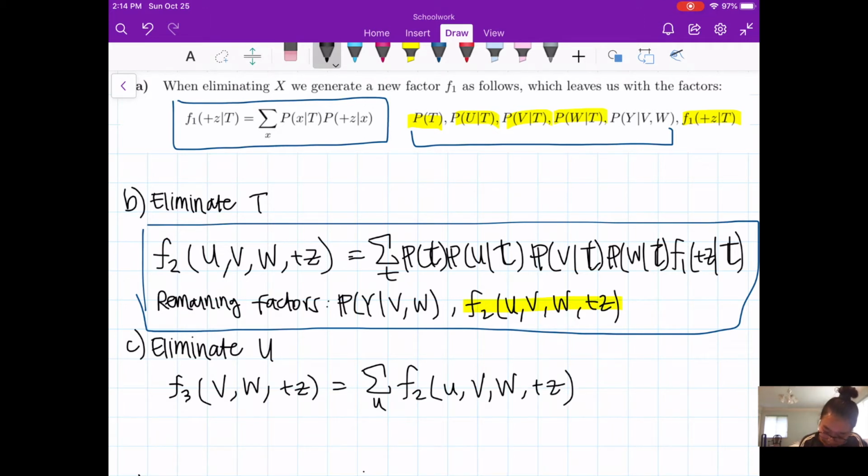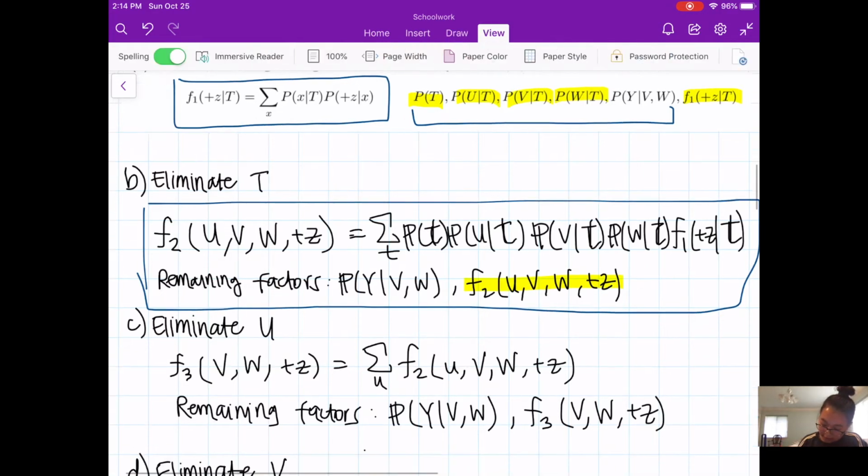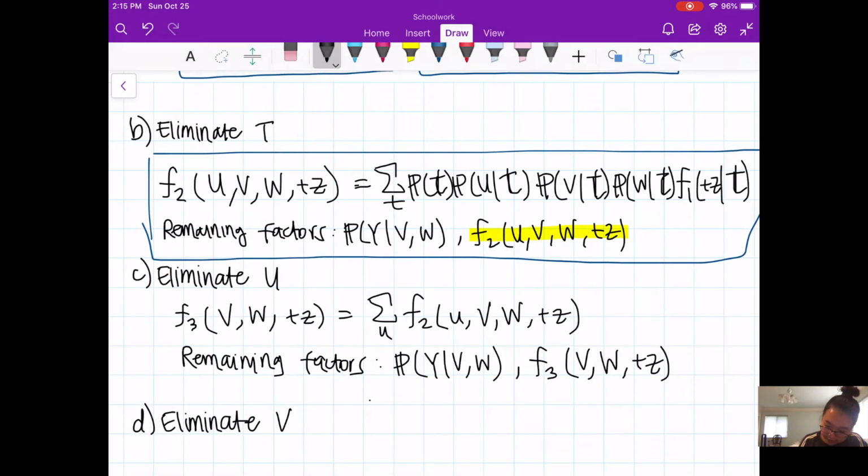So this is your factor, and then your remaining factors will be the factor that we didn't use, which is probability of y given v and w, and then our new factor f3 of v, w plus c. Cool. So these will be your remaining factors, and this is your solution for part C.